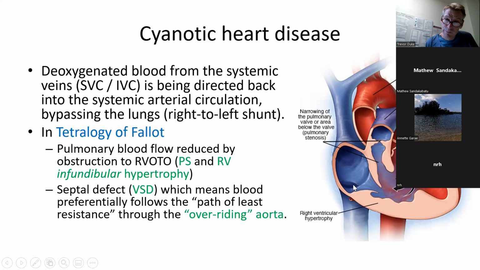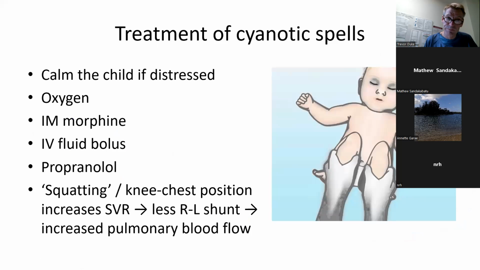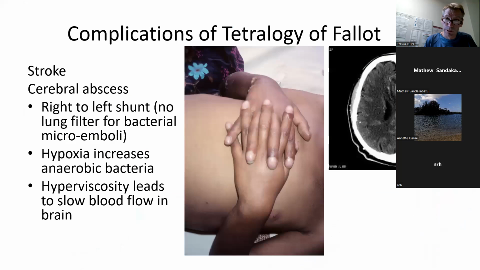But if blood is coming from the venous circulation and not going through the lungs, and it goes straight up the aorta, then it can go straight to the brain. So you can have microemboli that go to the brain with a few bacteria on them because the child brushed their teeth, or had a dental abscess, or had a bit of infected scabies or something like that. That can go straight to the brain and develop into a cerebral abscess. So this is quite a common complication of cyanotic congenital heart disease, but it's important to understand why these children are more likely to get cerebral abscesses.